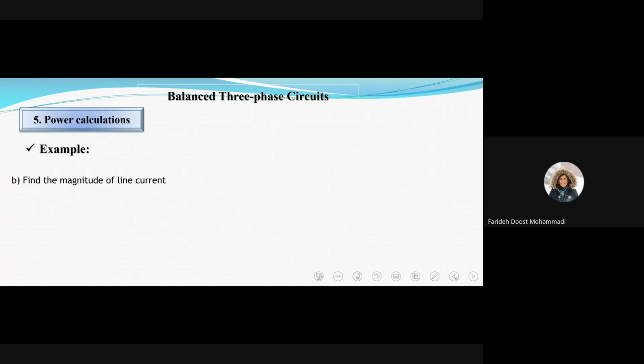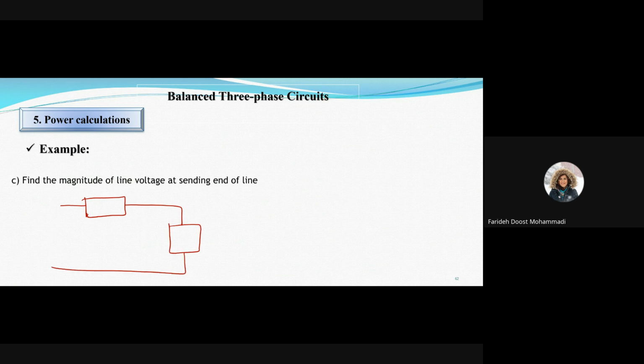Okay, the next part of this problem is, we actually solved this one. The next part is asking for the magnitude of line voltage at sending end of the line. So let me quickly draw the picture here. Here we have the line, here we have the load. We know the voltage here is 600 over radical 3 with an angle of 0. And this time, it's focusing on the voltage at sending end of the line. This is the line, and the sending end of the line is here. Here we are sending the power, and the load is receiving this power. So the sending end of the line is going to be here.